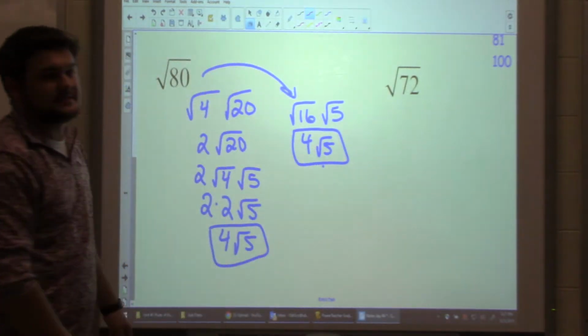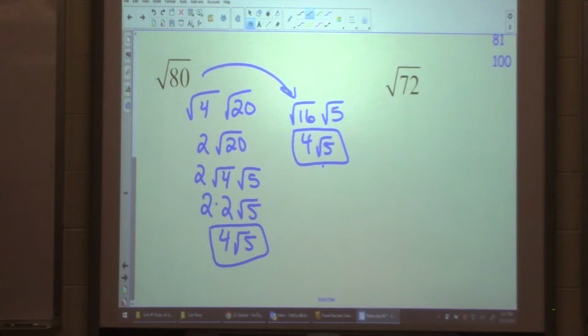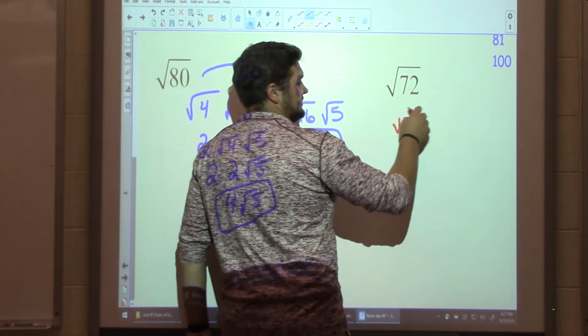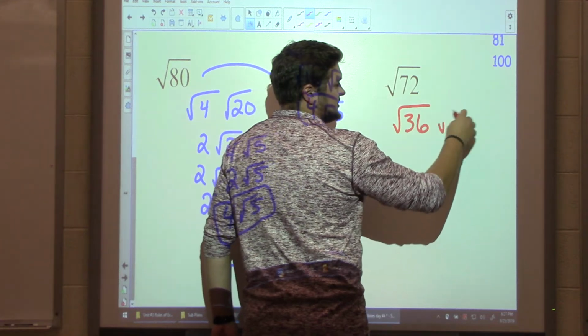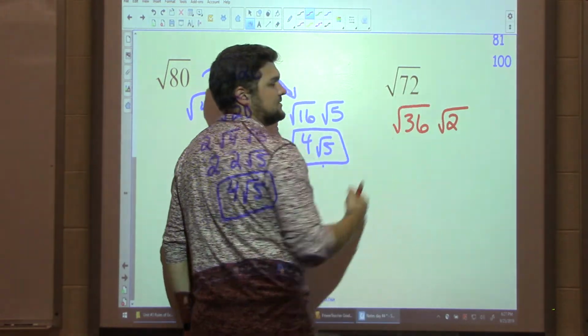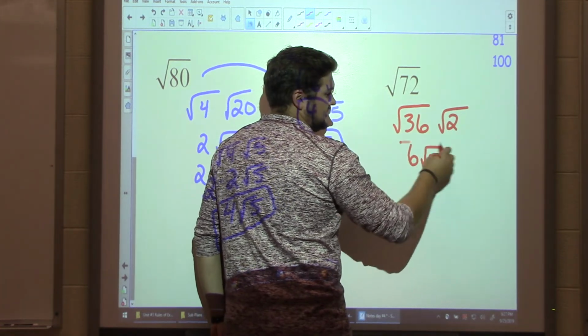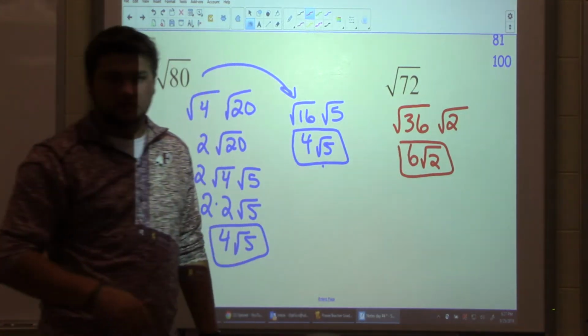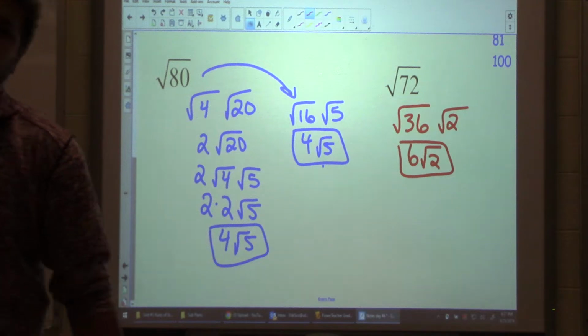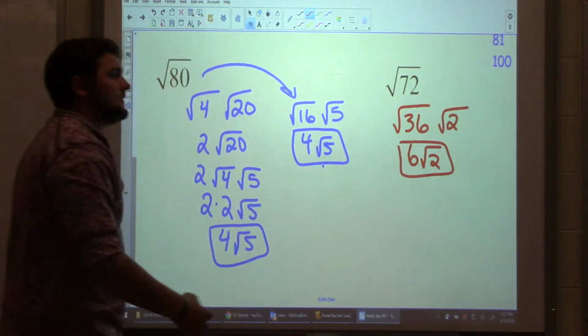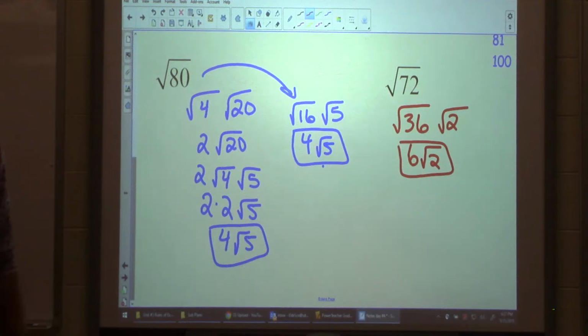Alright, 72. So 72, the biggest perfect square is going to be 36. Square root of 36 times the square root of 2. 36 times 2 gives me 72. Well, square root of 36 is 6, and I'm left with the square root of 2. Right? So we want that simplified radical form. We want to break out the biggest perfect square and its factor and simplify it as much as possible.